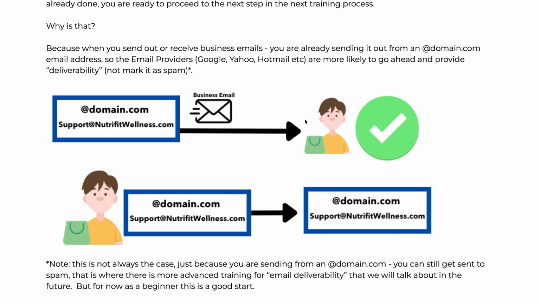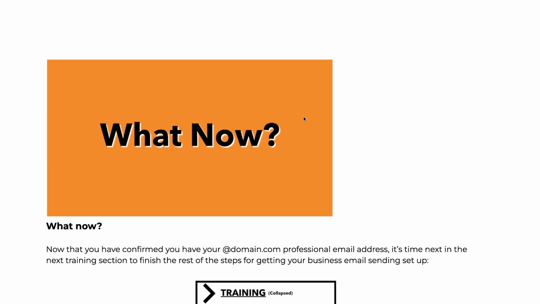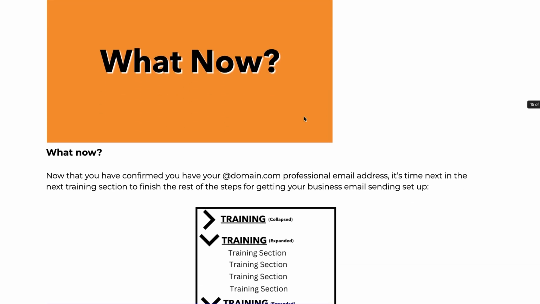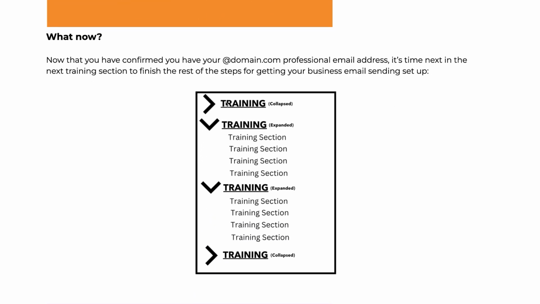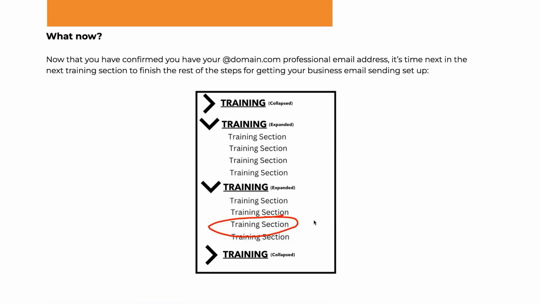And so what's going to happen next is that you now need to proceed with the next steps of getting this business email set up, because this is just step number 1. You're not fully done yet. And so now you've gone ahead and completed this training section, right? That is all about, cool, I got my option number 1, domain name email set up. You got confirmation of that. You now need to go ahead and proceed to the next training section and finish up the rest of the steps for getting your business email sending setup completed.